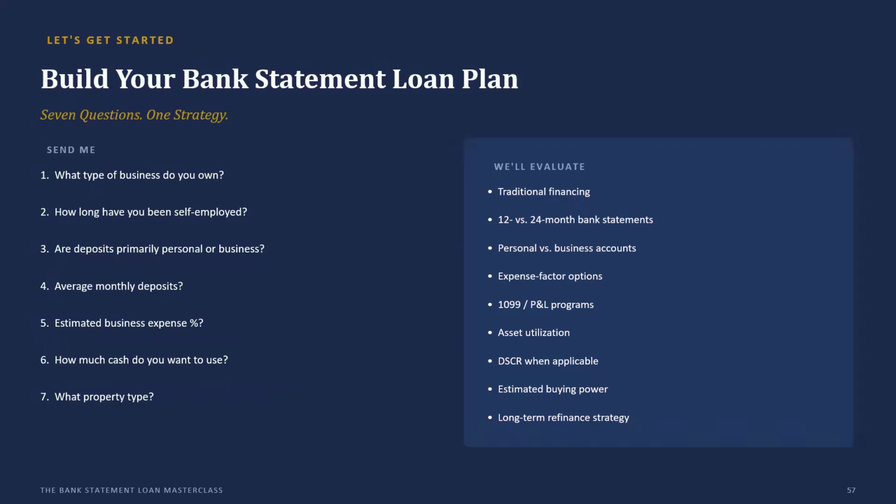So here are 7 questions, 1 strategy. This is what we want to do. What type of business do you own? How long have you been self-employed? Are deposits primarily personal or business? Average monthly deposits, estimated business expense ratio or percentage. How much cash do you want to use? What property type? That's where you start, right?